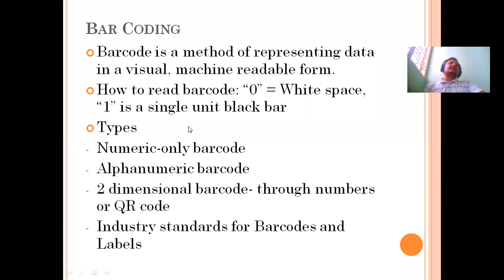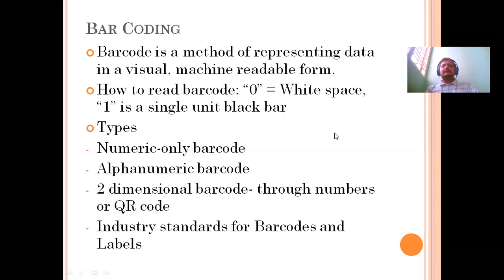Okay. So in continuation to the retail management with respect to information technology getting involved, today we are learning about barcoding. A barcode is a machine-readable form where the stickers or labels that we paste on the product can be read by a machine. Yes, how do we read that barcode?